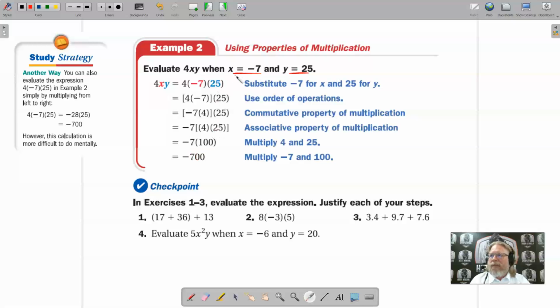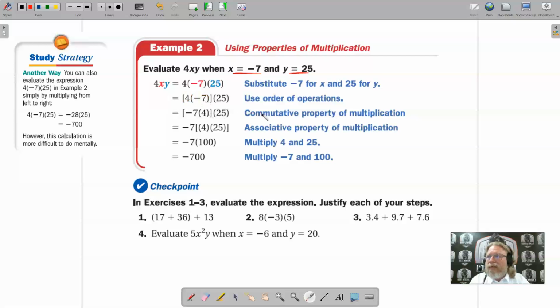And if you're doing that in your mind, what you're doing is you're doing all of these properties of multiplication. Most likely the first one that you did is that after substituting this in, you realize order of operations says, oh, I have to multiply these two together first. So order of operations says multiply the 4 by the -7.